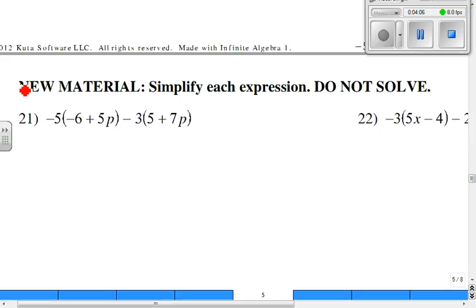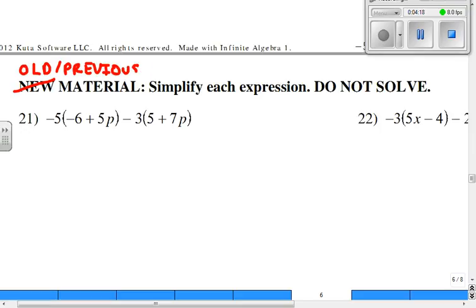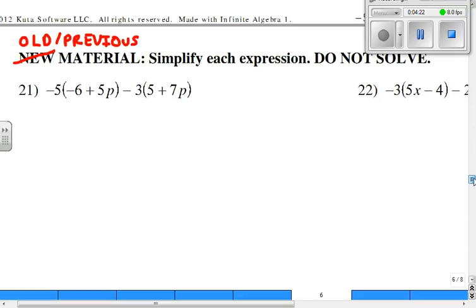Okay, this is supposed to read old material, so let's cross that out and fix it. This is the previous material. Old material, previous material. Either way. This should look familiar as it's been on several tests in the past. Okay, we see parentheses and we see a number outside the parentheses. So that means we need to distribute.